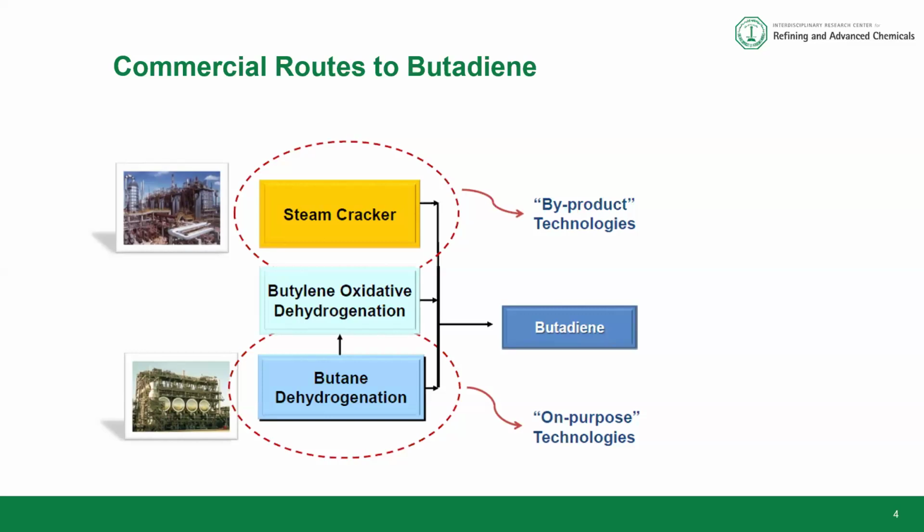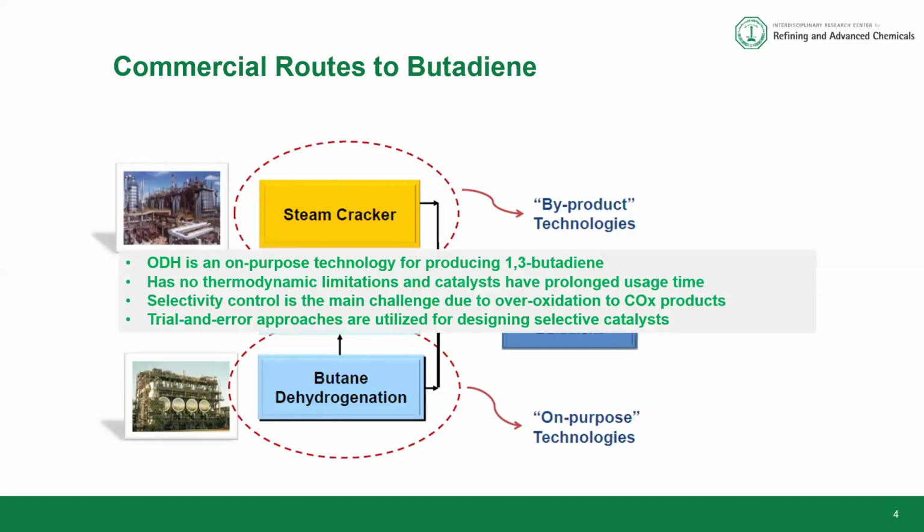This has been commercialized by several companies. And also the butylene oxidative dehydrogenation, that means the starting material is butene, not normal butane. This has also been commercialized. However, direct normal butane to butadiene has not yet been commercialized. This means there is room for continuous exploration towards commercialization. So ODH is an on-purpose method that is used to produce butadiene.